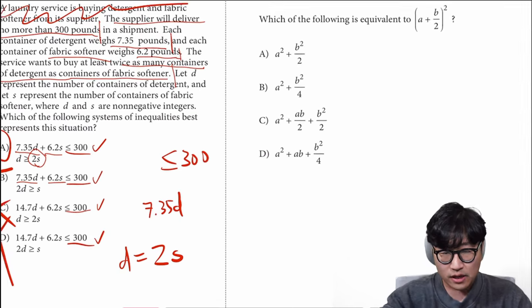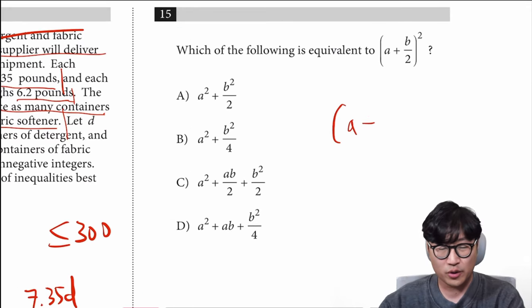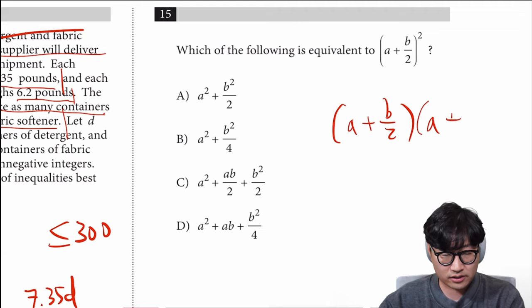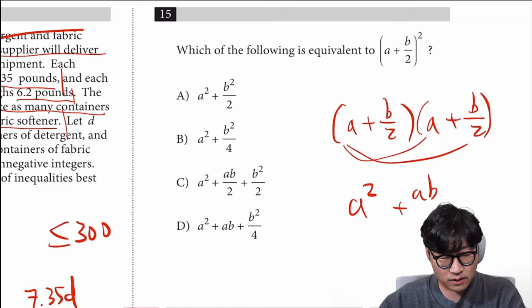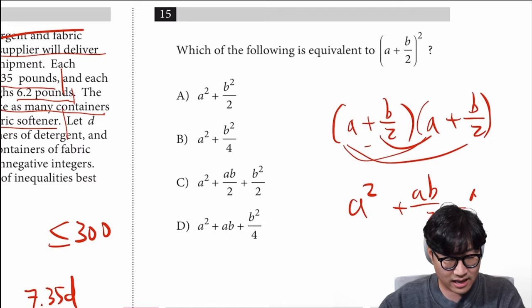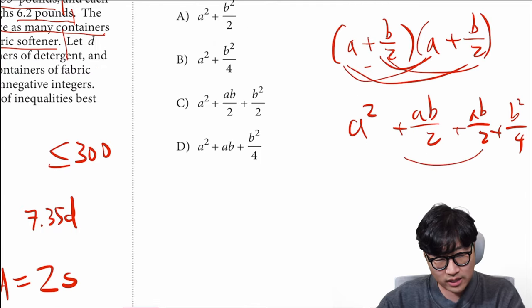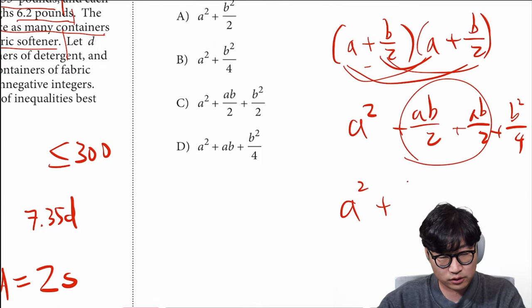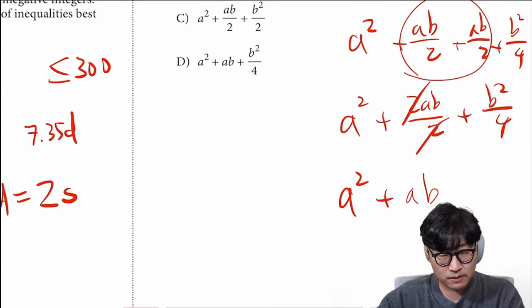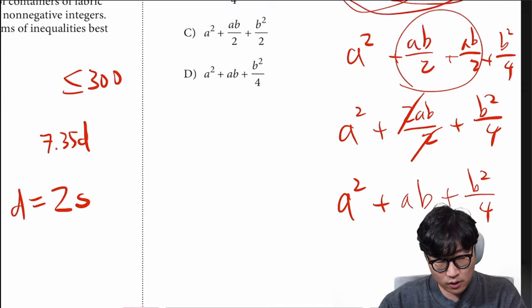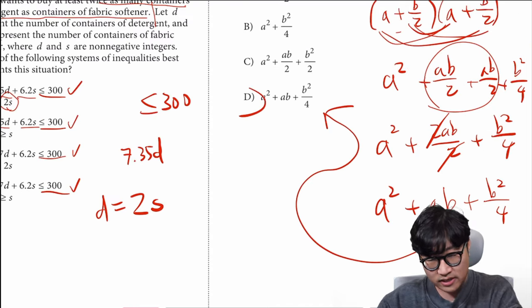All right, number 15. Which of the following is equivalent to that? Just FOIL this. It's not even that hard. So just don't mess up on the FOILing. That'll be A squared. That would be AB over 2. That's another AB over 2. And that would be B squared over 4. So you can add that and it'll become A squared plus 2AB over 2 plus B squared over 4. You can cancel the 2. So that'll be A squared plus AB plus B squared over 4, which matches answer choice D.